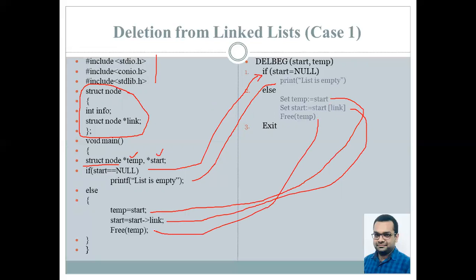So this is how we can delete a node every time from the beginning of the linked list. This algorithm can be run repeatedly to delete n number of nodes from the linked list till the time the linked list becomes empty.